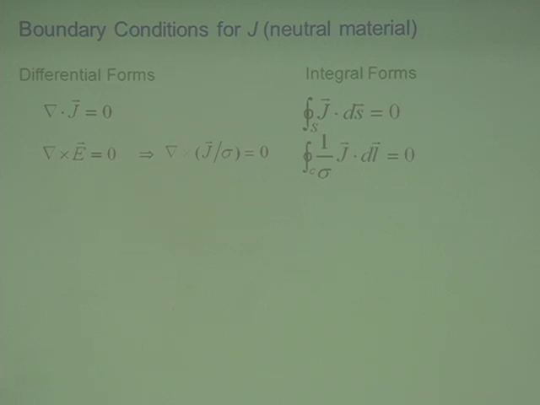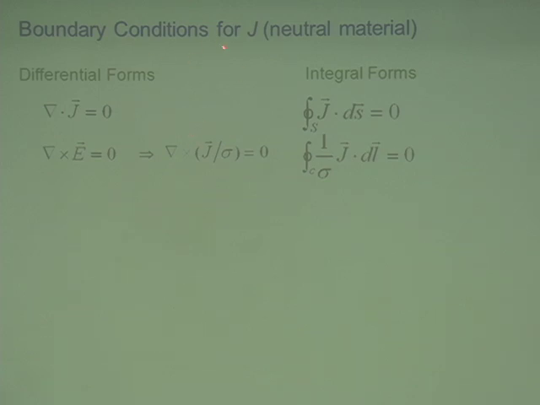Now, when we deal with vector field, there will be boundary conditions, especially when this vector field is defined through the divergence or through the curl operators. You can deduce the boundary conditions for the normal components or for the tangential component. So let's look at this boundary condition for the current.